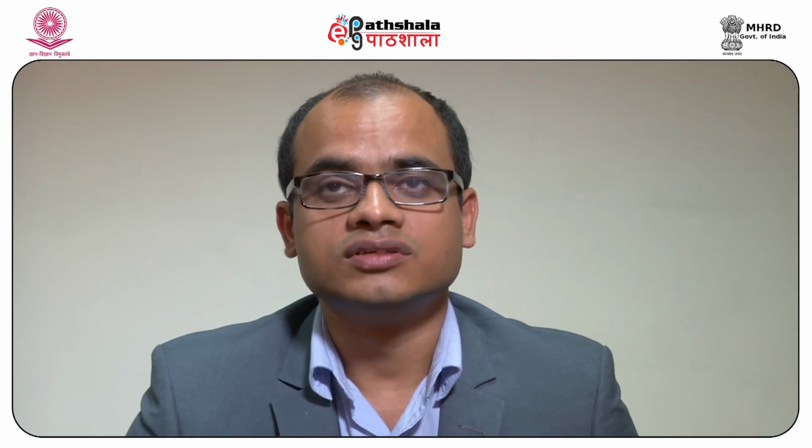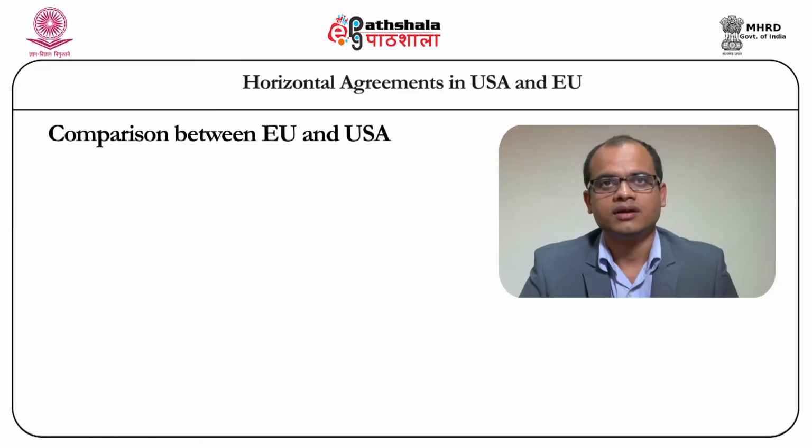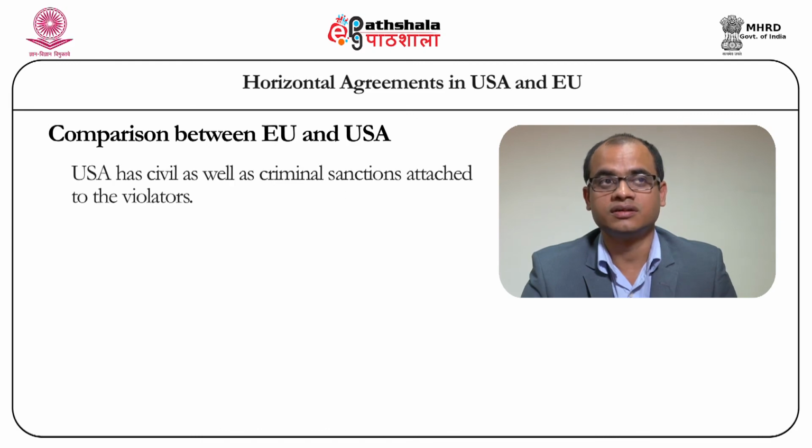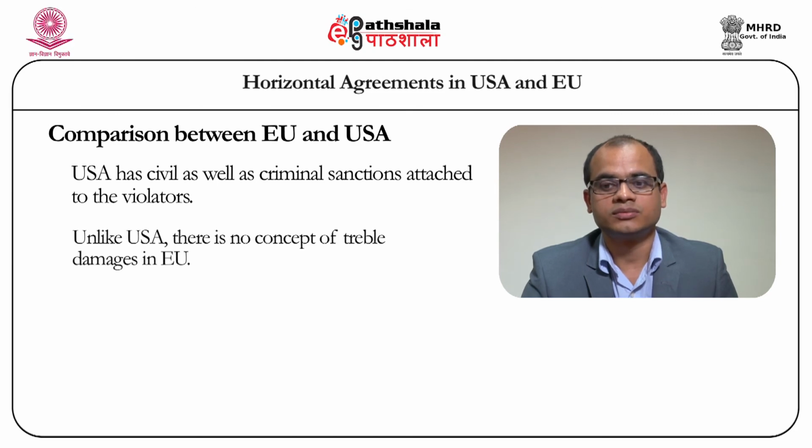So in this module we covered US and EU jurisdiction and the treatment given to the horizontal agreements and specifically to the cartels in these jurisdictions. And if we compare very briefly, it's pertinent to compare what comparison comes out of these two jurisdictions. First thing is, in US there are criminal sanctions also for these hardcore cartels, and in EU this is not the case. And in European Union there is no concept of treble damages, and in US I have already told you that there is a concept of treble damages.